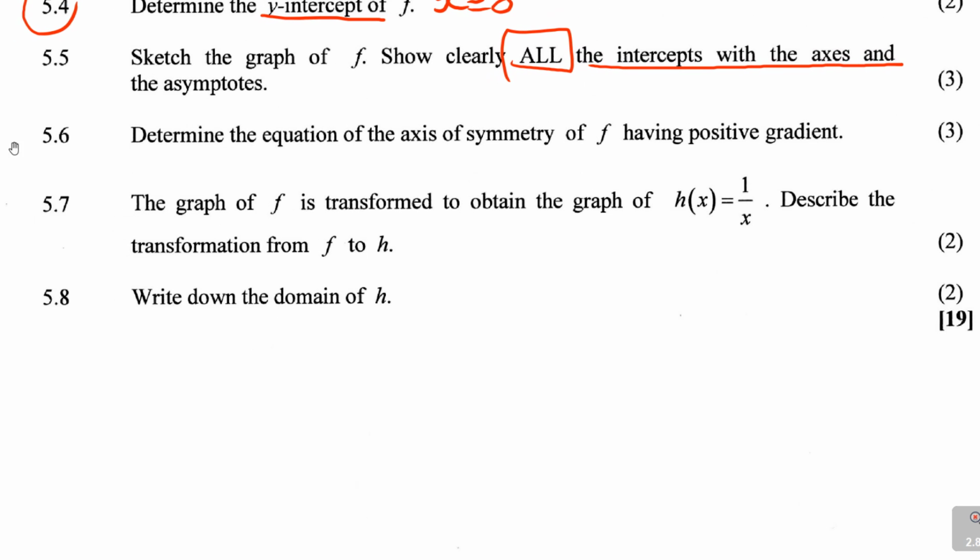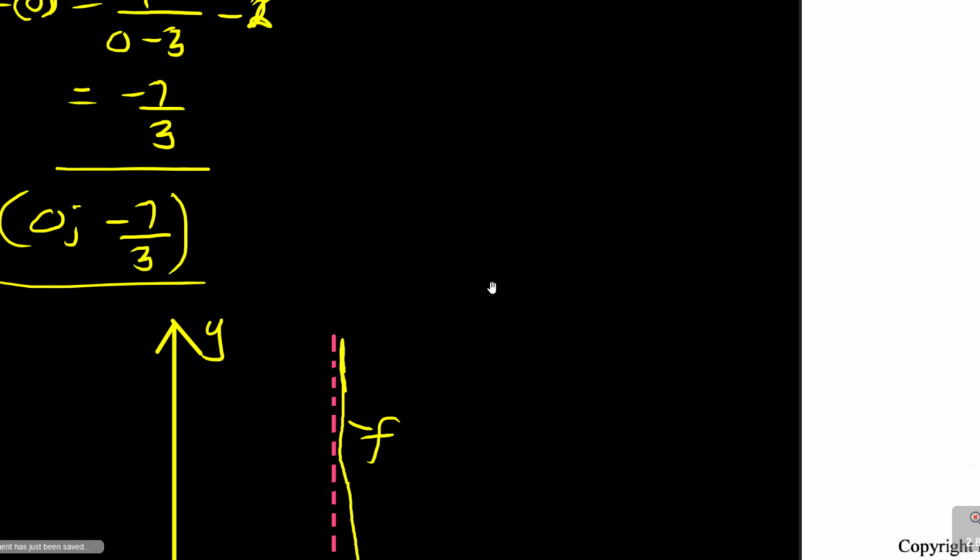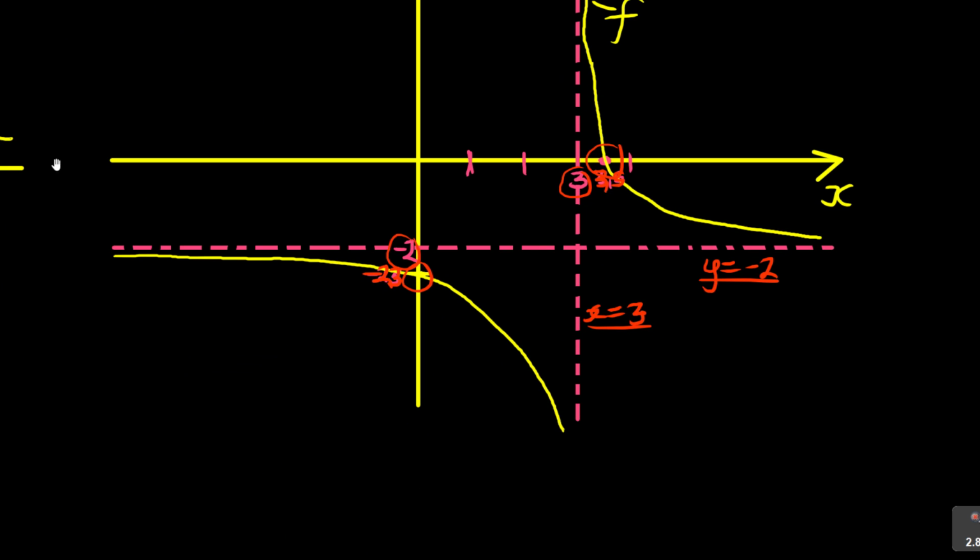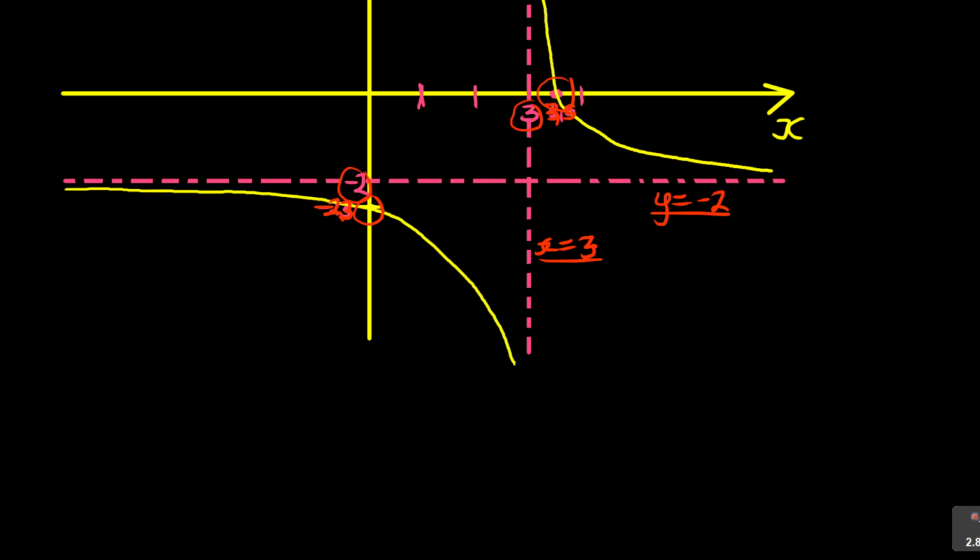Okay, now 5.6, determine the equation of the axis of symmetry of f having a positive gradient. Determine what? The equation of the axis of symmetry of f. Now you need to know something about the equation of the axis of symmetry. What is the key is this one, that point. Let me just do something bigger here. The most important thing is that point. All right, I can even use a different marker to say here. Always know that is the axis of symmetry.